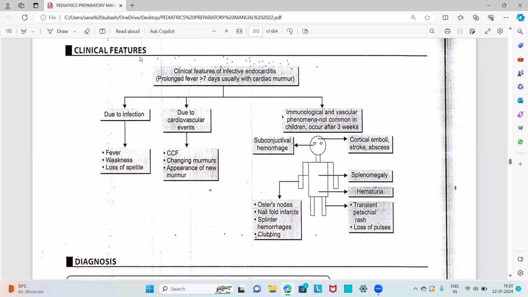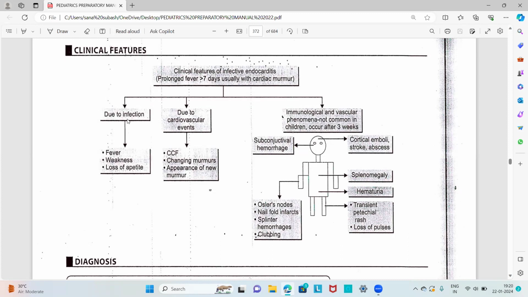Then about the clinical features of infective endocarditis. The most common clinical presentation is prolonged fever of greater than 7 days, usually with a cardiac murmur. These are the clinical features of infective endocarditis.